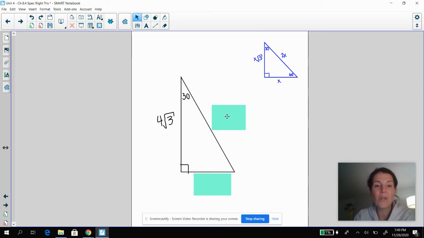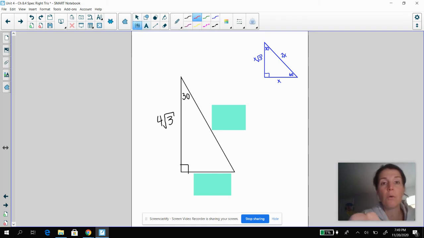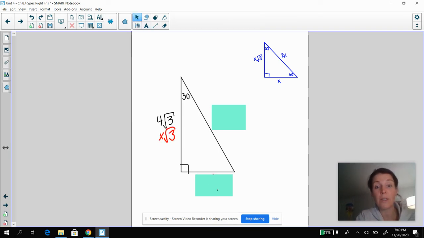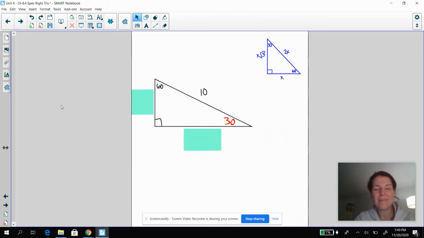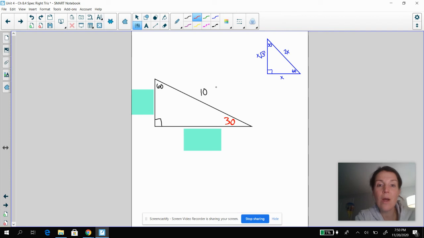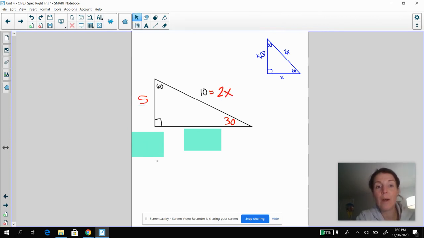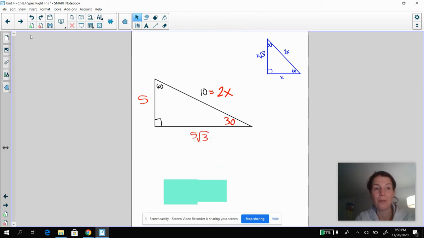Okay, we're back. So hopefully you figured out that this was your x root 3 side. So then it should have been really easy what your x is, 4, and what your 2x is, 8. Amazing. Okay, let's try the next one. All right, here we go. Pause the video. And we're back. So hopefully you figured out here that this side was 2x. So this made it a little easy. Your x is going to be 5, and then your x root 3 is going to be 5 root 3.